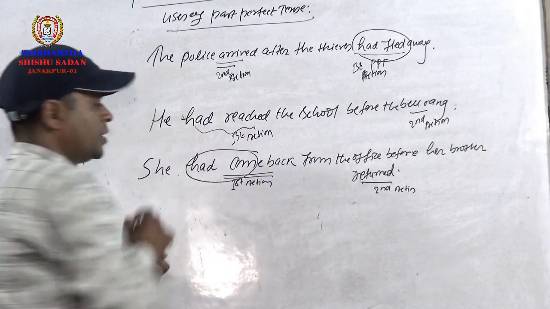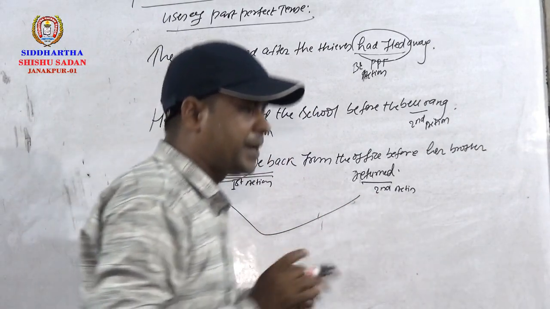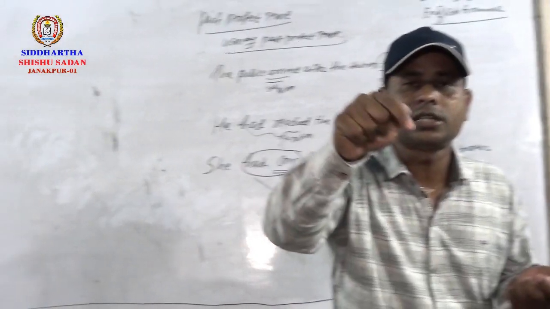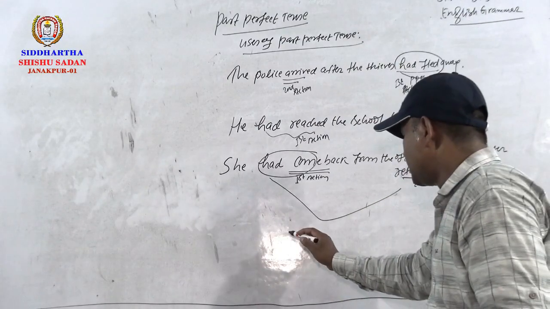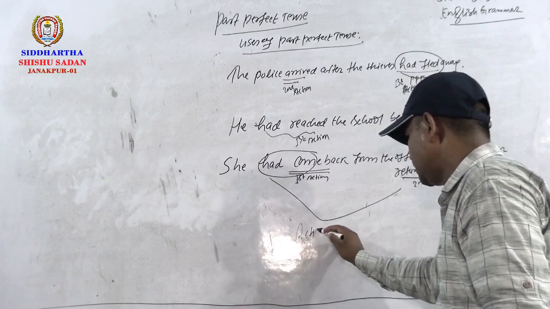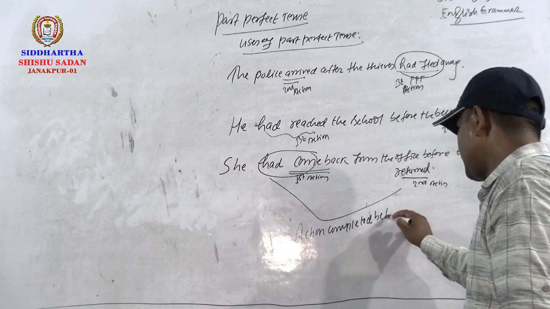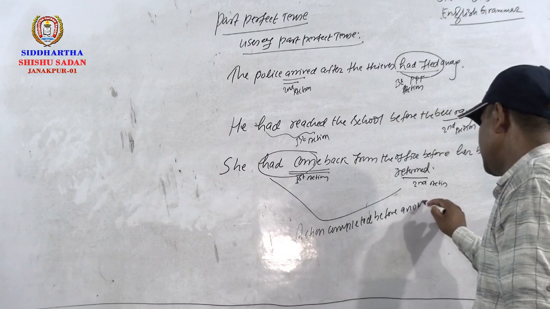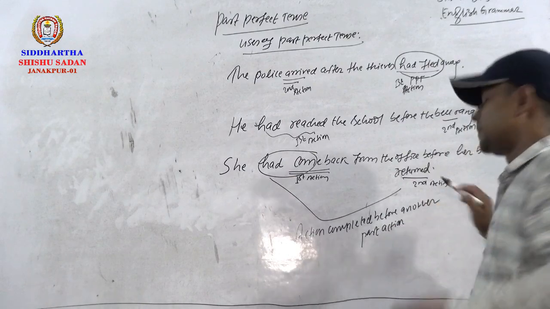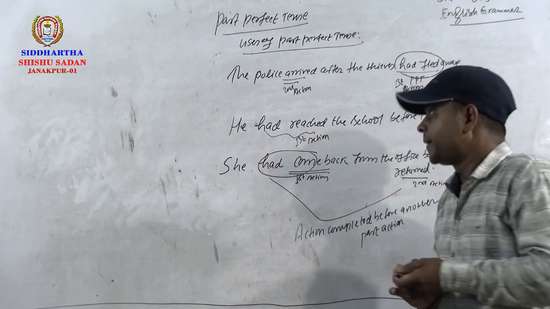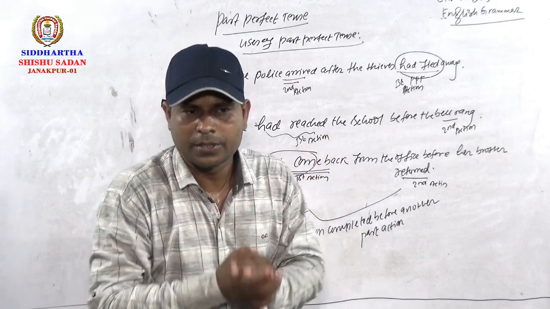So, what's the conclusion now here? Past perfect tense is used with the action that occurred first. Yes. Past perfect tense is used with the action completed before another past action. Yes, that's the conclusion. Okay, this is all regarding the uses of past perfect tense.